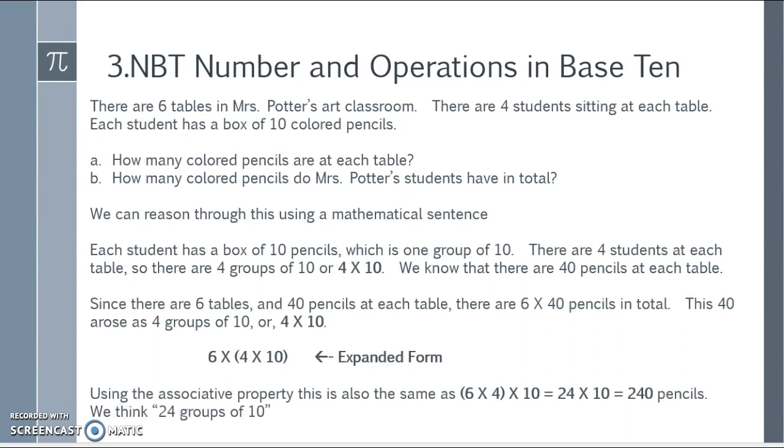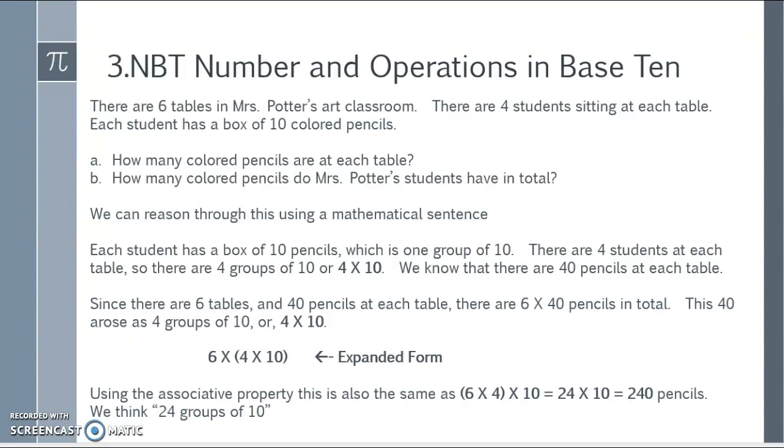Moving forward then, since there are 6 tables and 40 pencils at each table, there are 6 tables times 40 pencils at each table in total. This 40 arose as 4 groups of 10, or 4 times 10. So I expanded that 40 into 4 times 10 times 6. So this is written in expanded form here.